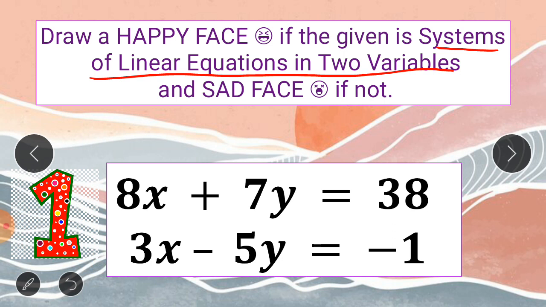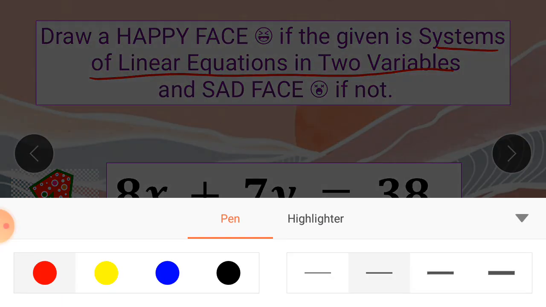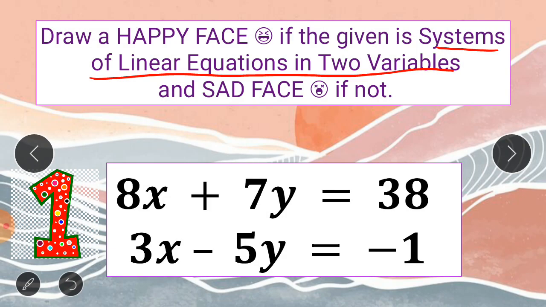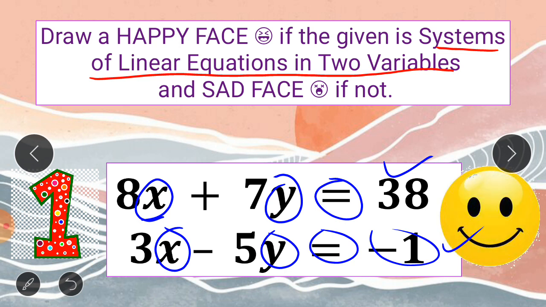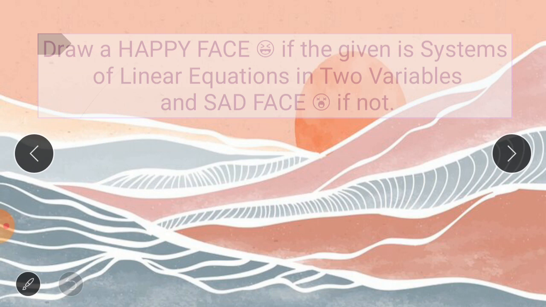Let's see what the answer is for number 1. Let's check first if the given are linear equations in two variables. With x, y, equal sign, and constant, check. So this means the answer here is a happy face. Very good for those who got the correct answer for number 1. Let's proceed with number 2.